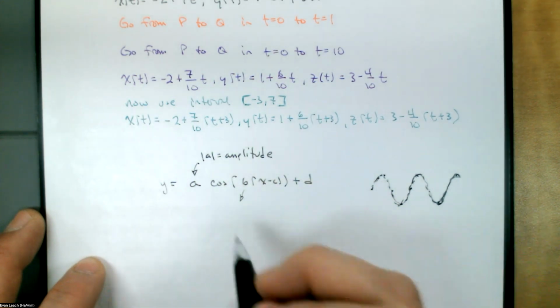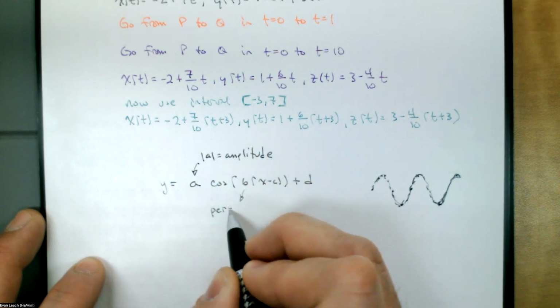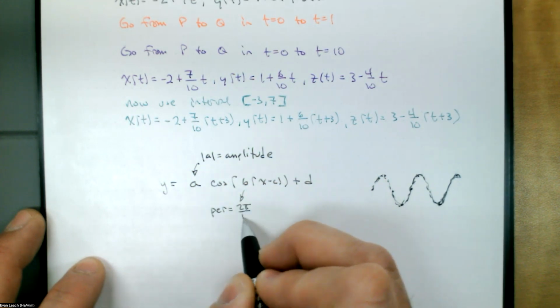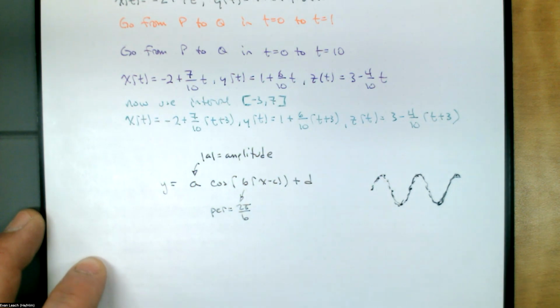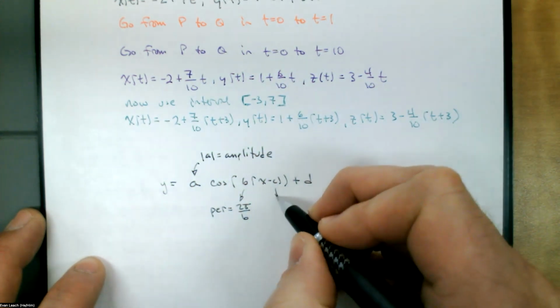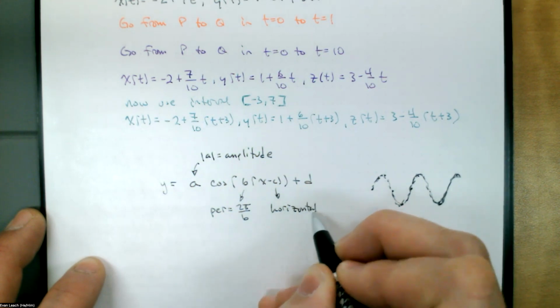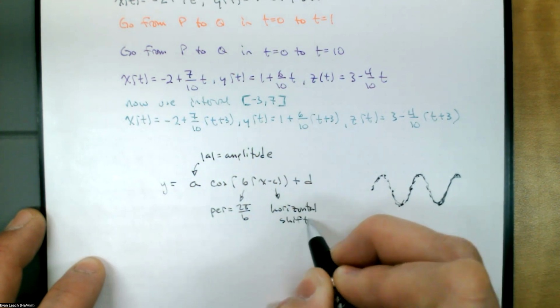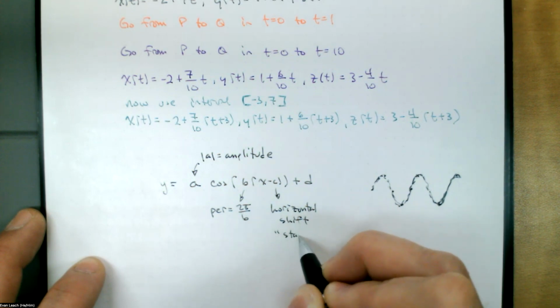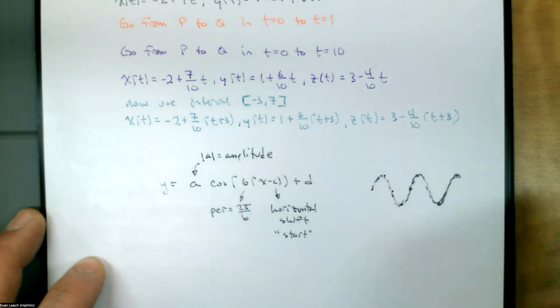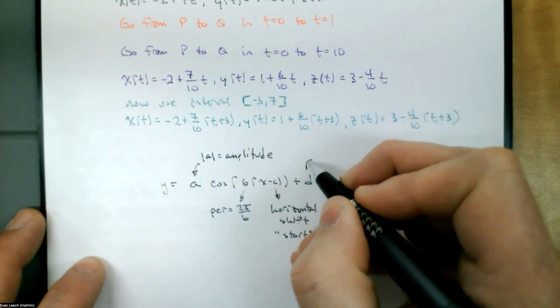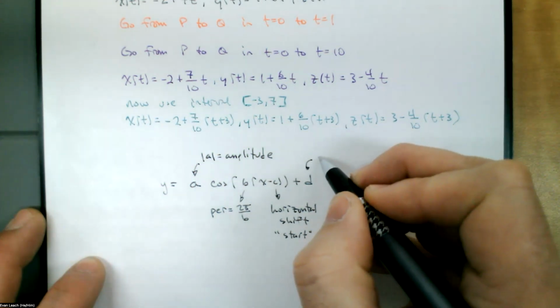And it's not actually the period. The period is 2 pi divided by B. So that's how we figure out what the period is. C is our horizontal shift. I usually refer to this as the start, and I always put it in quotes because it goes on forever in both directions. And then D is your vertical shift, the middle.